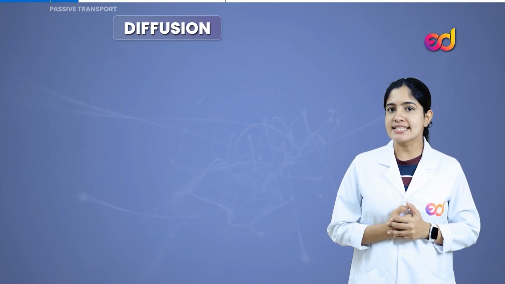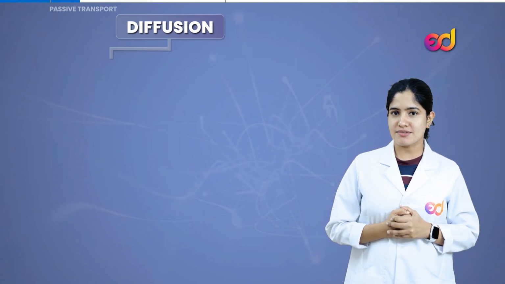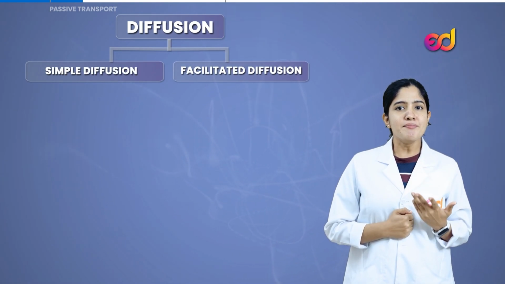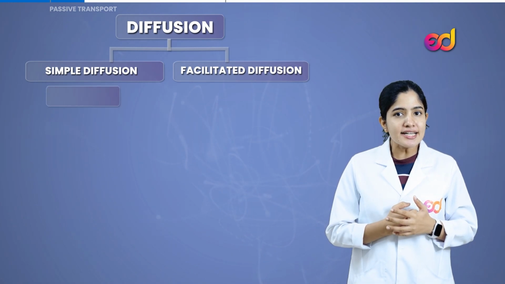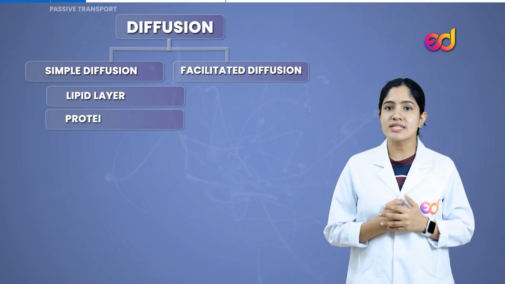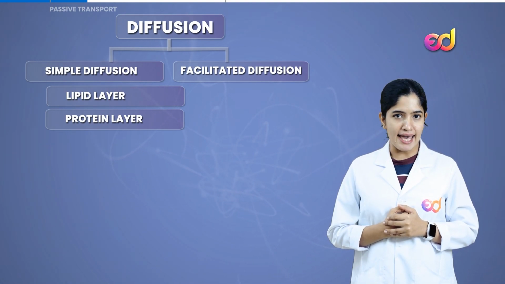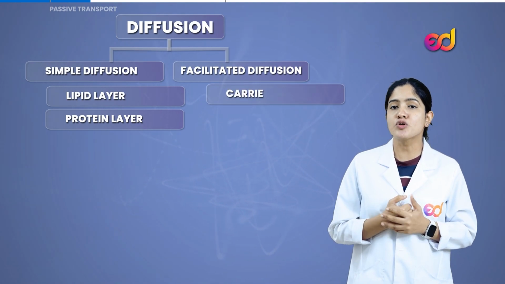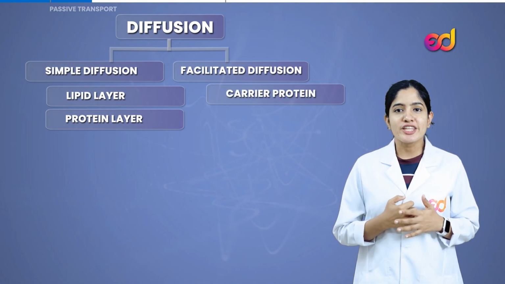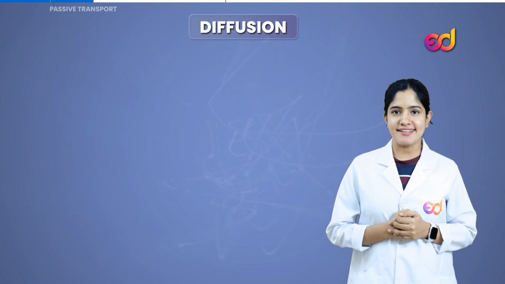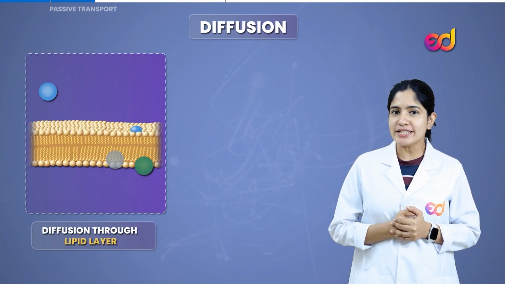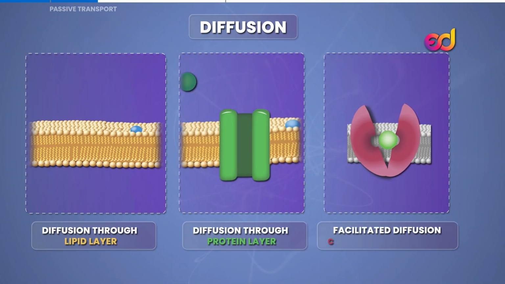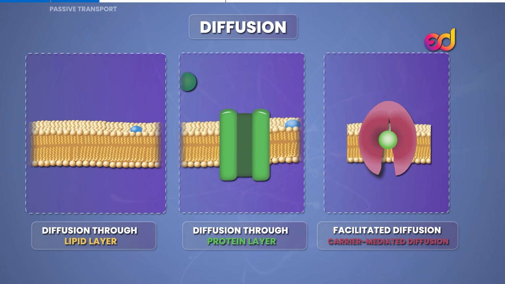Getting into more details, diffusion is of two types: simple diffusion and facilitated diffusion. Simple diffusion of substances occurs either through the lipid layer or protein layer of the cell membrane, and facilitated diffusion occurs with the help of the carrier protein of the cell membrane. So, the diffusion can be discussed under three headings: simple diffusion through lipid layer, simple diffusion through protein layer, and facilitated or carrier mediated diffusion.